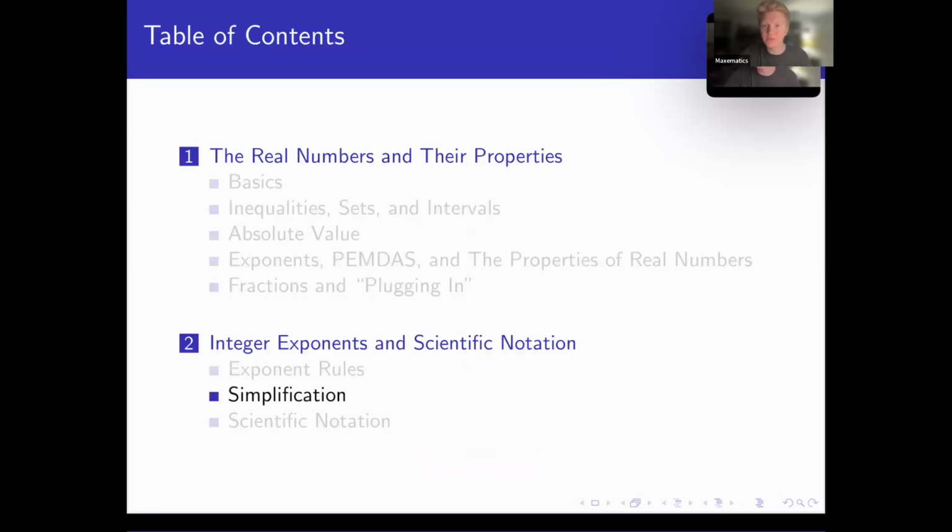Now, let's do some simplification questions, right? Fun part isn't going over the rules. Fun part is doing the examples.